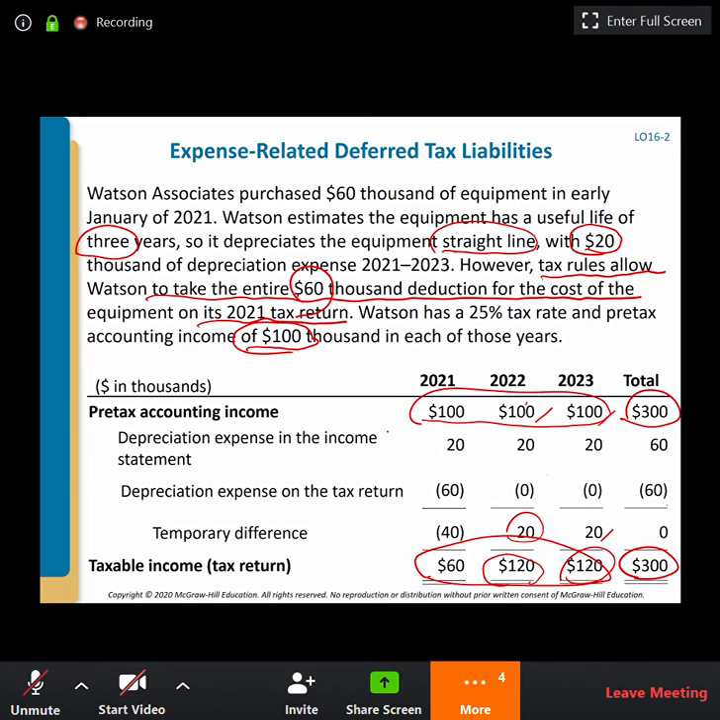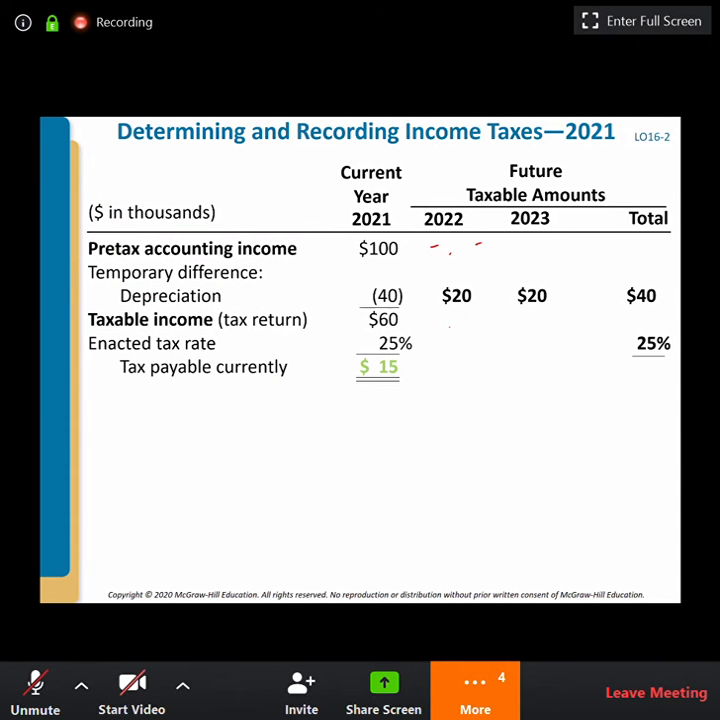So then let's do the journal. Let's work on year by year. Let's say this is year 2021. For 2021, this is the current year. Pre-tax account income is 100, right? And then we know taxable income is 60, right? The difference is 40, right? The difference is 40.